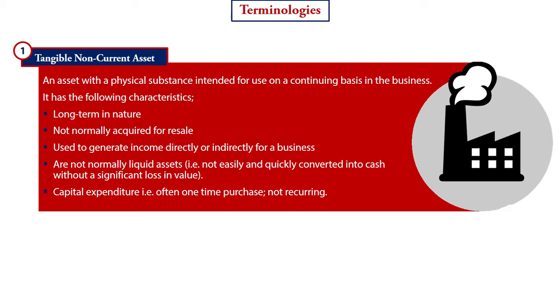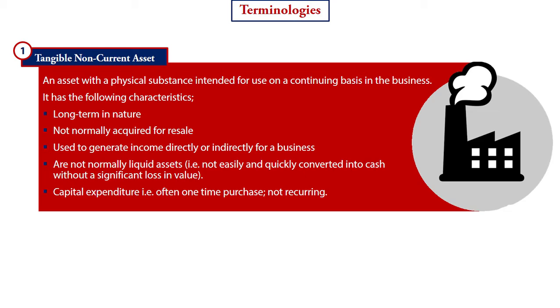They are not normally liquid assets. So when we say an asset is liquid, it means that it can easily be converted into cash. But non-current asset tangible are not normally liquid. It means that it is not easily or quickly converted to cash. If you easily convert it to cash, there's a high likelihood that you're going to lose a significant value of the asset. Then last but not the least, it's a capital expenditure.